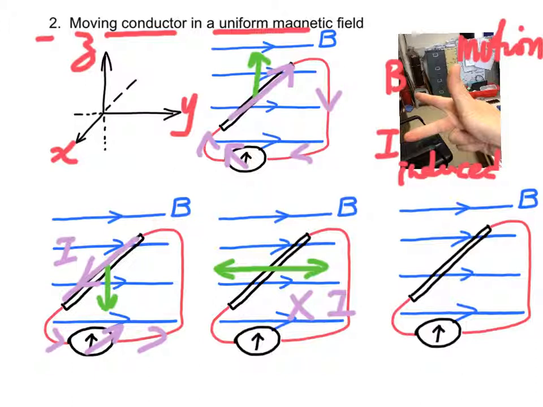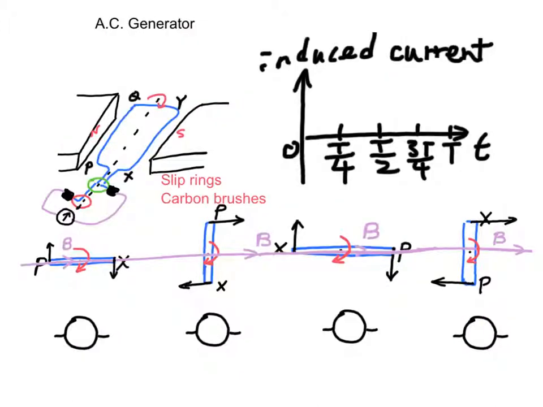Similarly, if the conducting wire is moving along the x-axis, there will also be no induced current produced along the wire. AC generators make use of slip rings and carbon brushes.